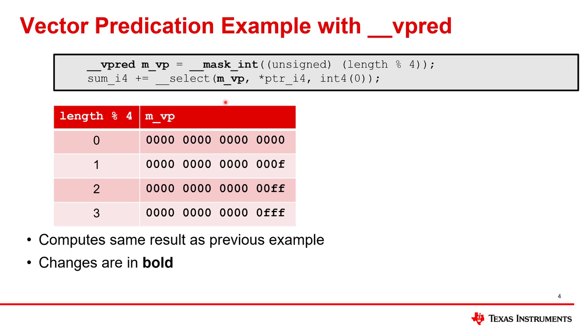Then that is used as an input to the select intrinsic. So remember, the select intrinsic is overloaded. It can take arguments of a different type, and it acts on them at a conceptual level in the same way. So this is doing the same thing as you were used to. These are two vectors of 4 ints, and which of these two is being added to sum i4. That aspect of things is no different. All the changes are represented here in bold.